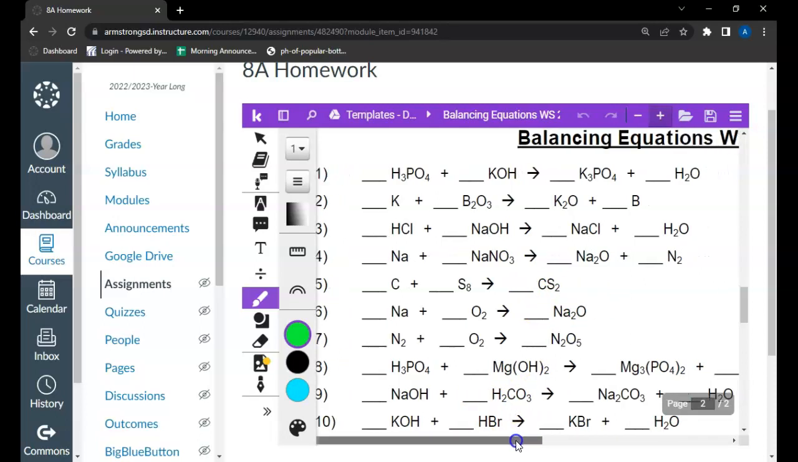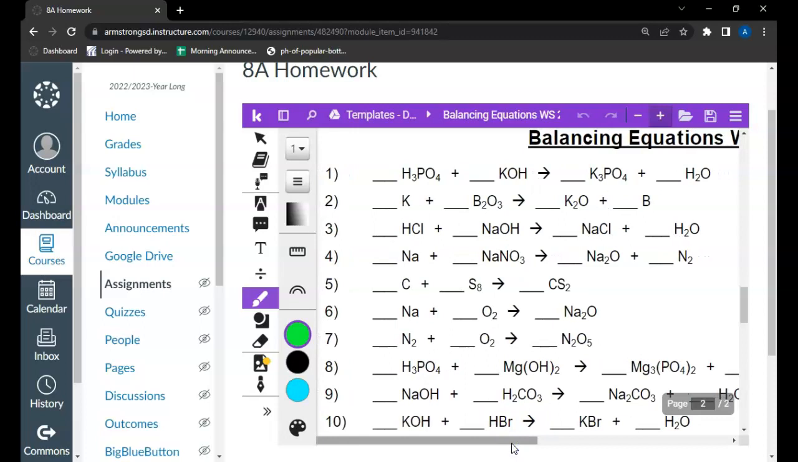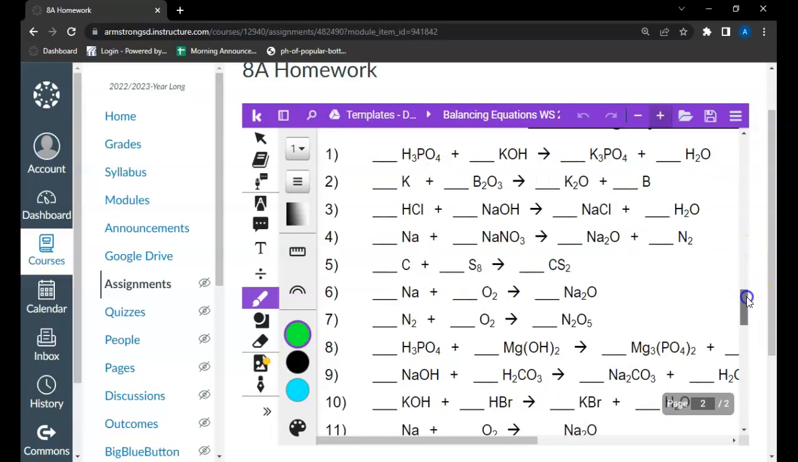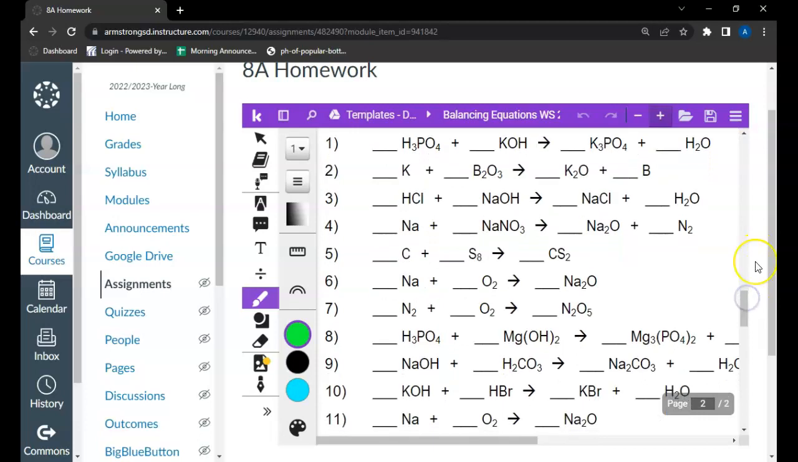How about single displacement? Any takers on that one? Do we see a single displacement reaction? I see kind of a clean one and then a maybe less obvious one. Yeah, 4. That's a good one. Sodium is going to replace the nitrogen out and leave nitrogen all alone, so that's a little messier. That's a good example. Also, I'm looking at 2. You have potassium combining with B2O3 to give you K2O and B.